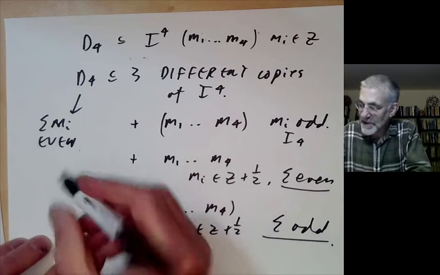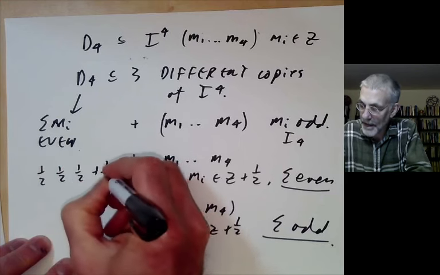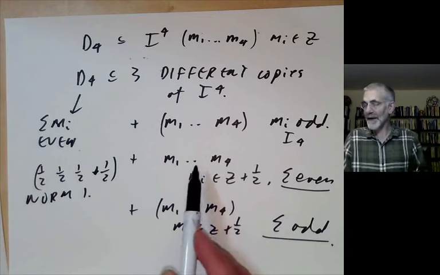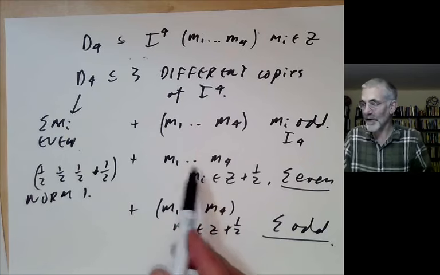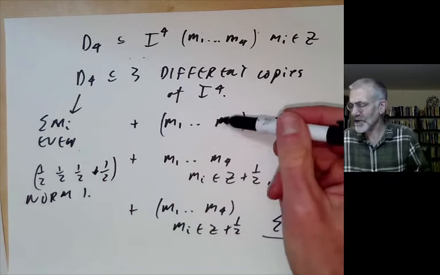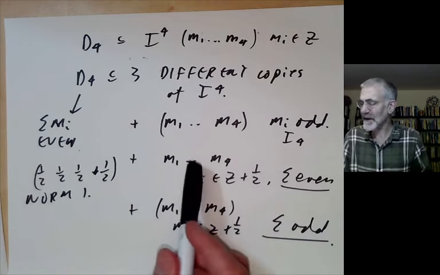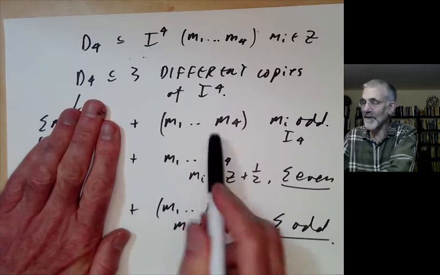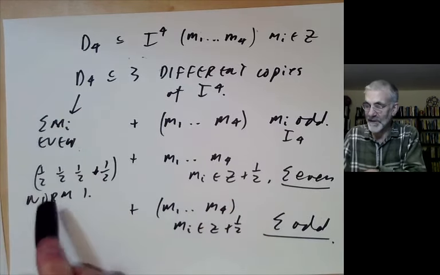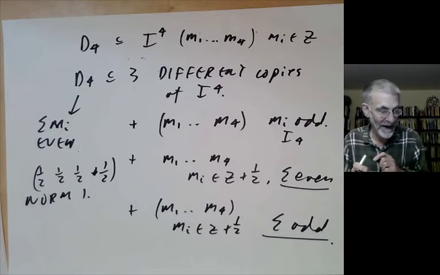And if we do this, we notice the vector (1/2, 1/2, 1/2, 1/2) actually has norm 1. And in fact, we can find enough other vectors of norm 1 that this lattice is actually isomorphic to I4. So we've got three different copies of I4. Something funny happens whenever the dimension is congruent to 4 modulo 8, except in general we won't get norm 1 vectors, but in dimension 4 we happen to get norm 1 vectors.